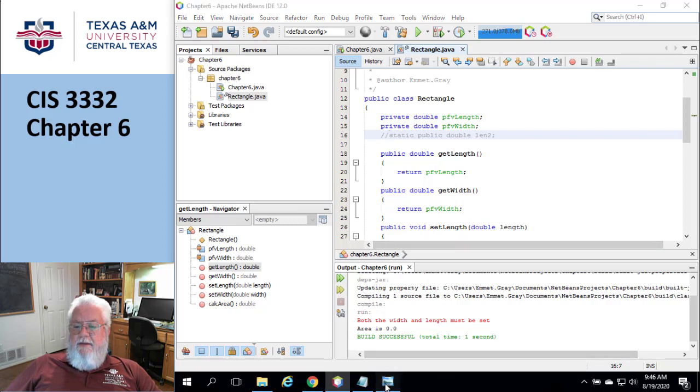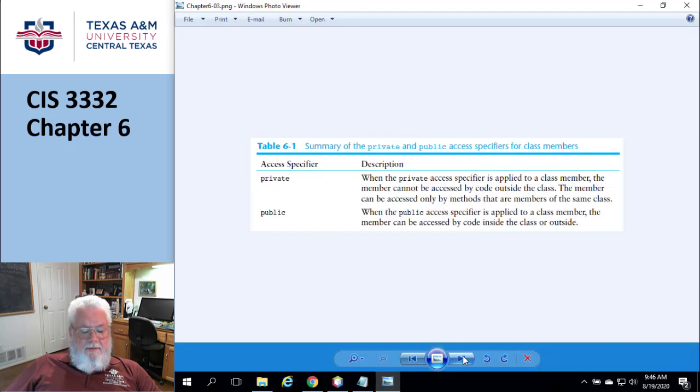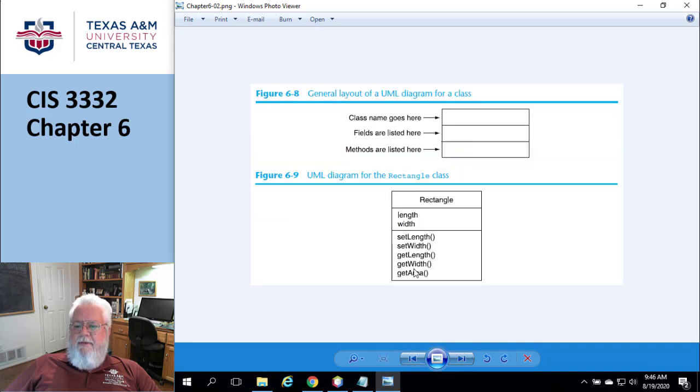Okay, so using their UML diagram, they use pluses and minuses. So a minus on the length means it's private, and then a plus down here means it's public. Since we're not actually going to be generating UML diagrams, that's just in case you come across this in some other class: pluses and minuses is the way that UML diagrams show whether they're private or public.